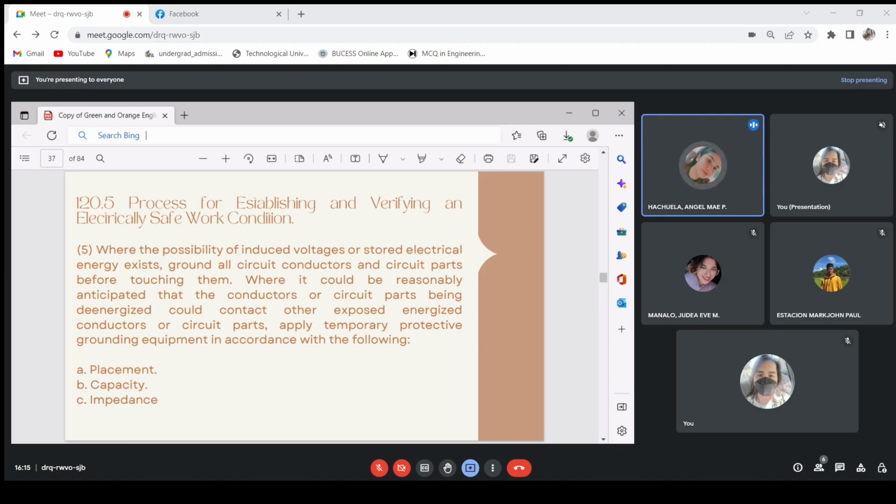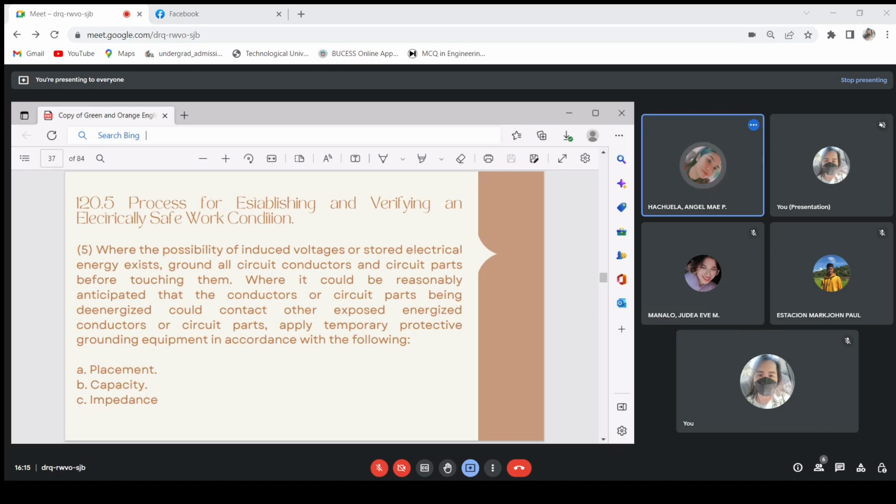So, letter A is the placement. Temporary protective grounding equipment shall be placed at such locations and arranged in such a manner as to prevent each employee from being exposed to a shock hazard. The location, sizing, and application of temporary protective grounding equipment shall be identified as part of the employer's job planning.